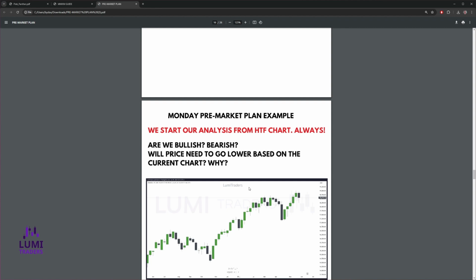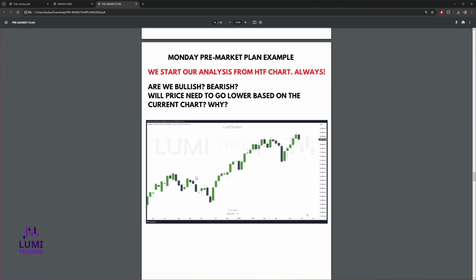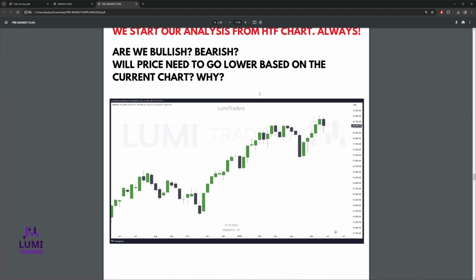Let's take a look at an example. It was a Monday pre-market plan example from, I guess, last week. We start our analysis from the high time frame chart, always. On this chart, what can we see here? Are we bullish, bearish? Will price need to go lower based on the current chart? Why? So, I'm going to give you some time so you can answer to yourself. Bullish, bearish. This is weekly chart, so let me zoom in a little bit to show you.